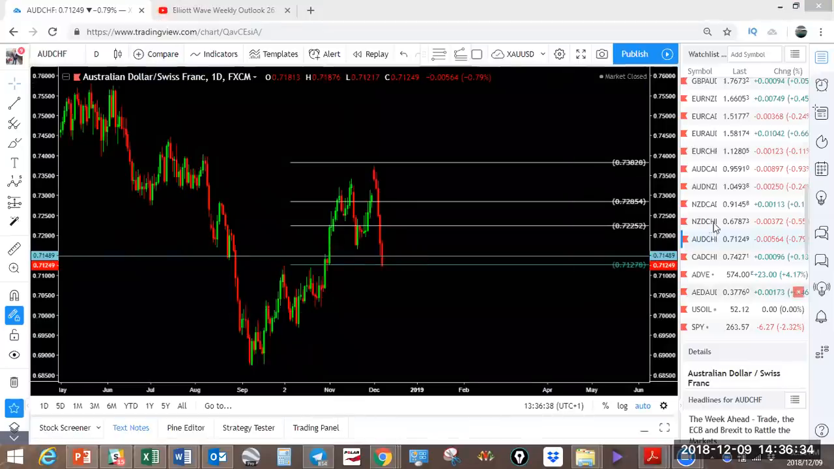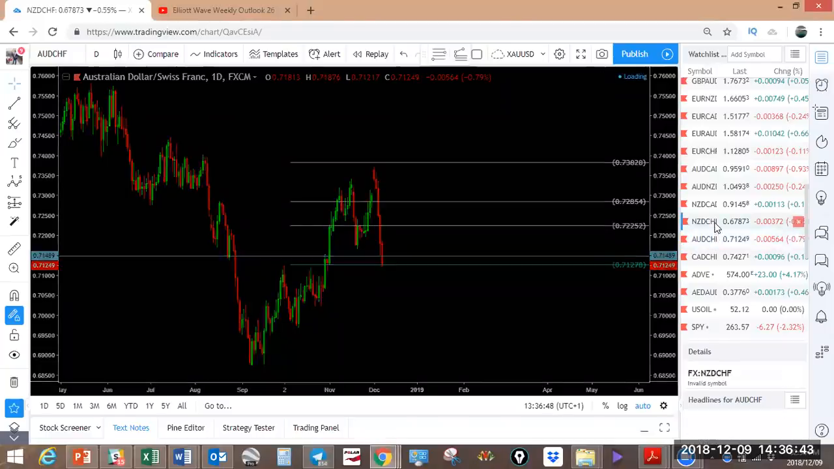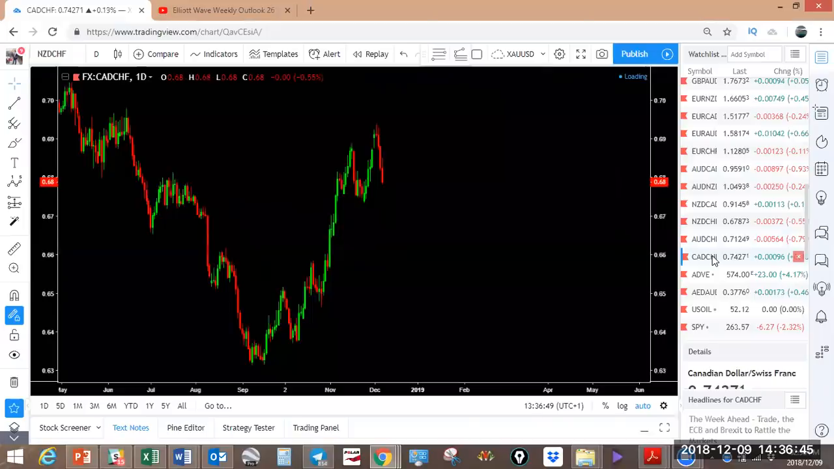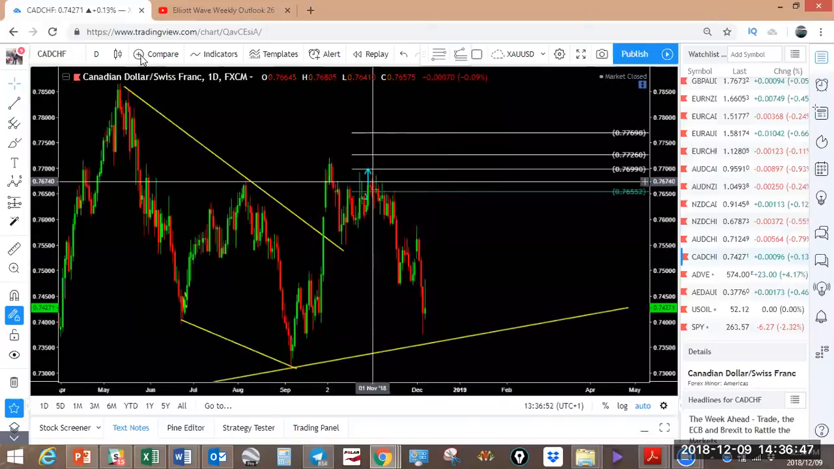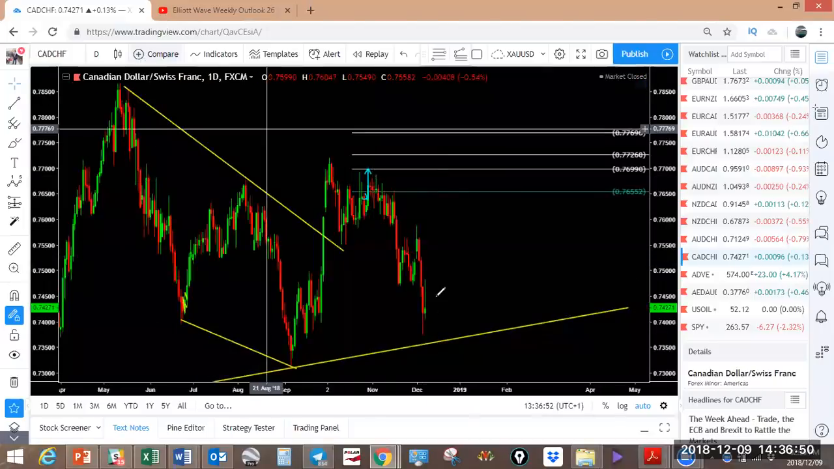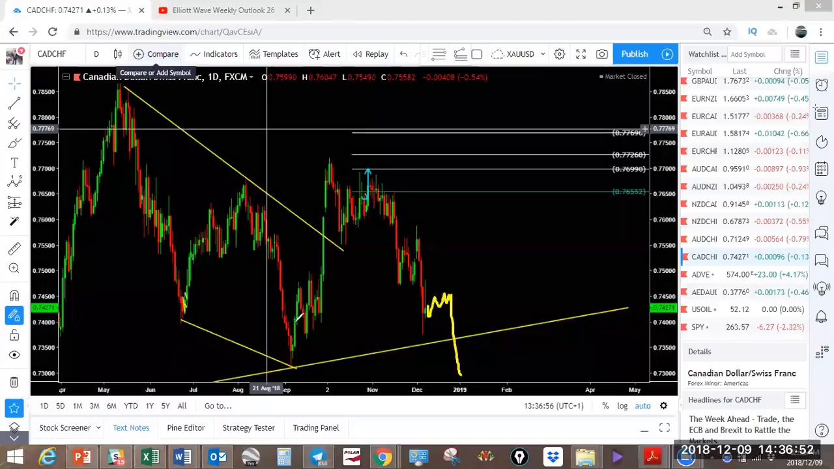Okay, what else did we look at last week? Audi CAD we looked at, New Zealand CAD, New Zealand Chief, I can't remember. Okay, this is Audi Chief, New Zealand Chief. Okay, CAD Chief is the one that's slightly different. So expect continuation on this one to the downside. It already made its pulsing move, it's making its correction and downside. Maybe continuation to the downside on CAD Chief. So this one could be dropping because of the Chief and not necessarily because of the CAD. All right.